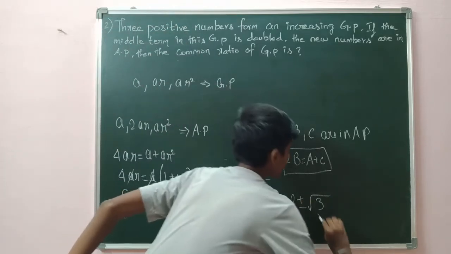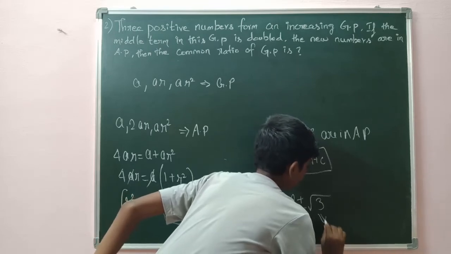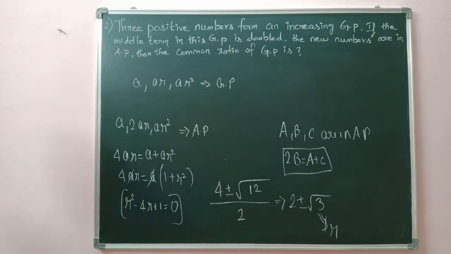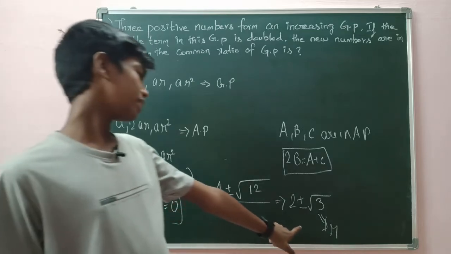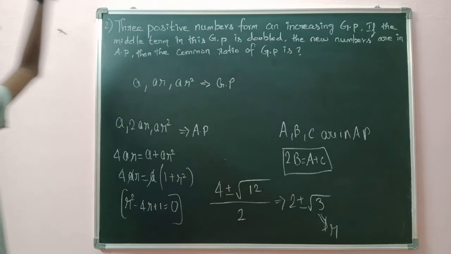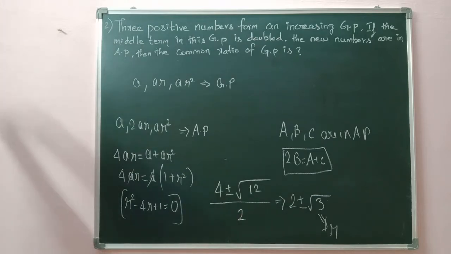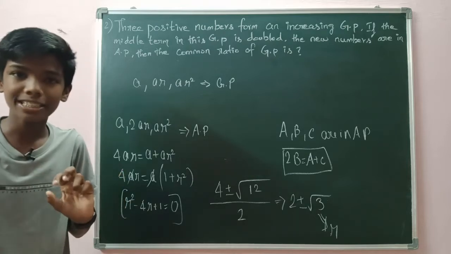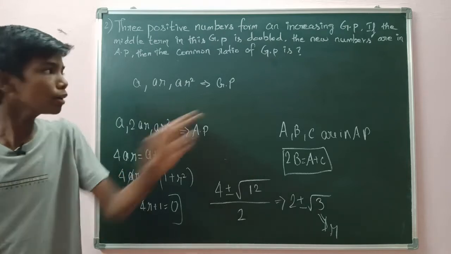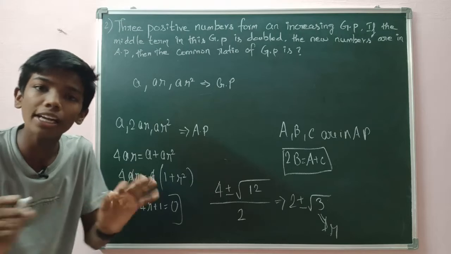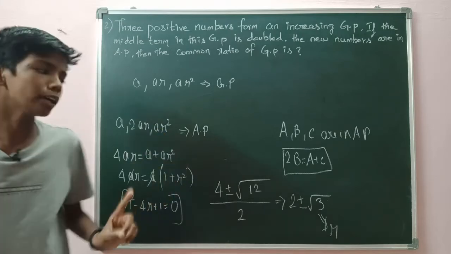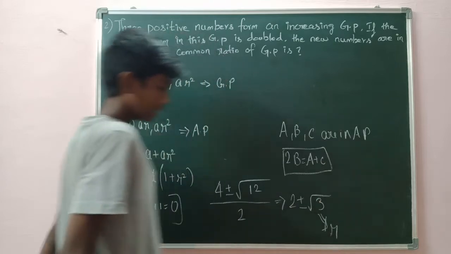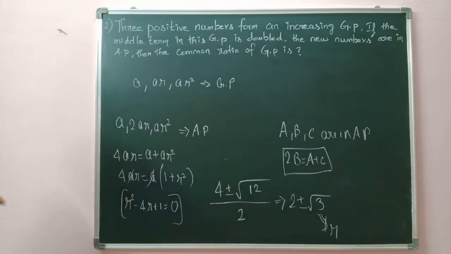And this is nothing but your value of r. Your value of r is the common ratio. So finally I solved and got the value of r as 2 plus or minus root 3. But the thing is, your common ratio can't take two values. In sequence and series, in a GP, your common ratio only takes one value. When you put plus you will get one value, when you put minus you will get another value.